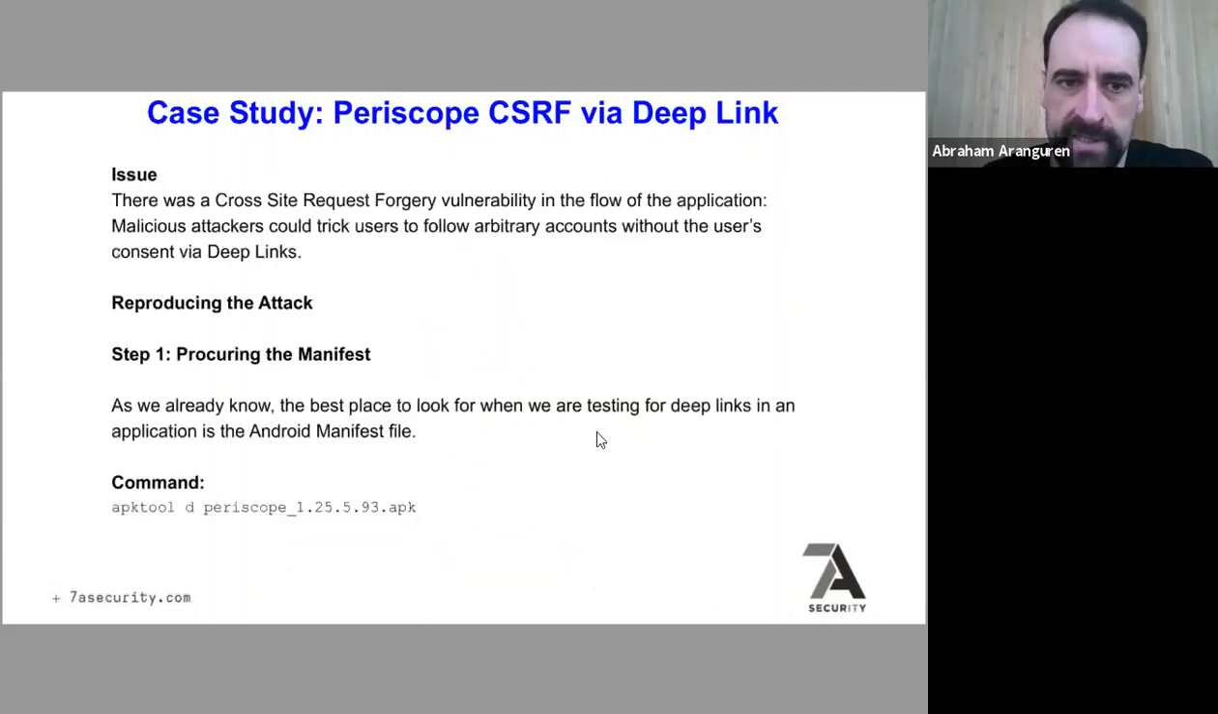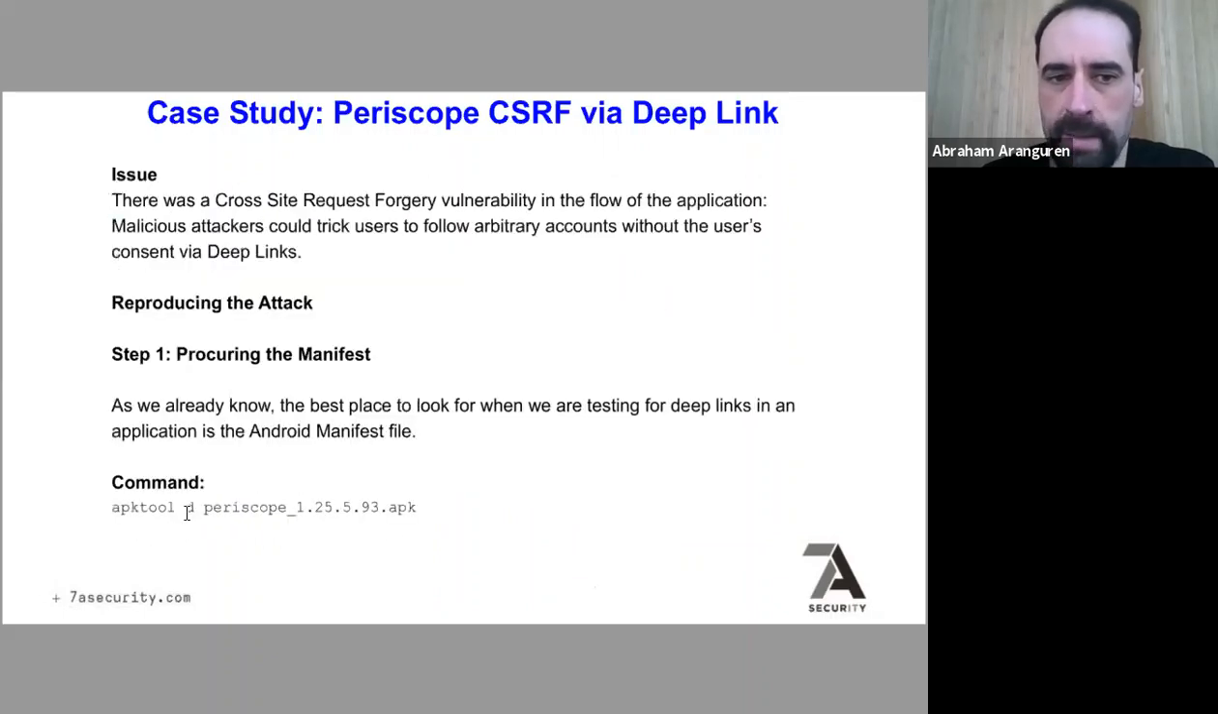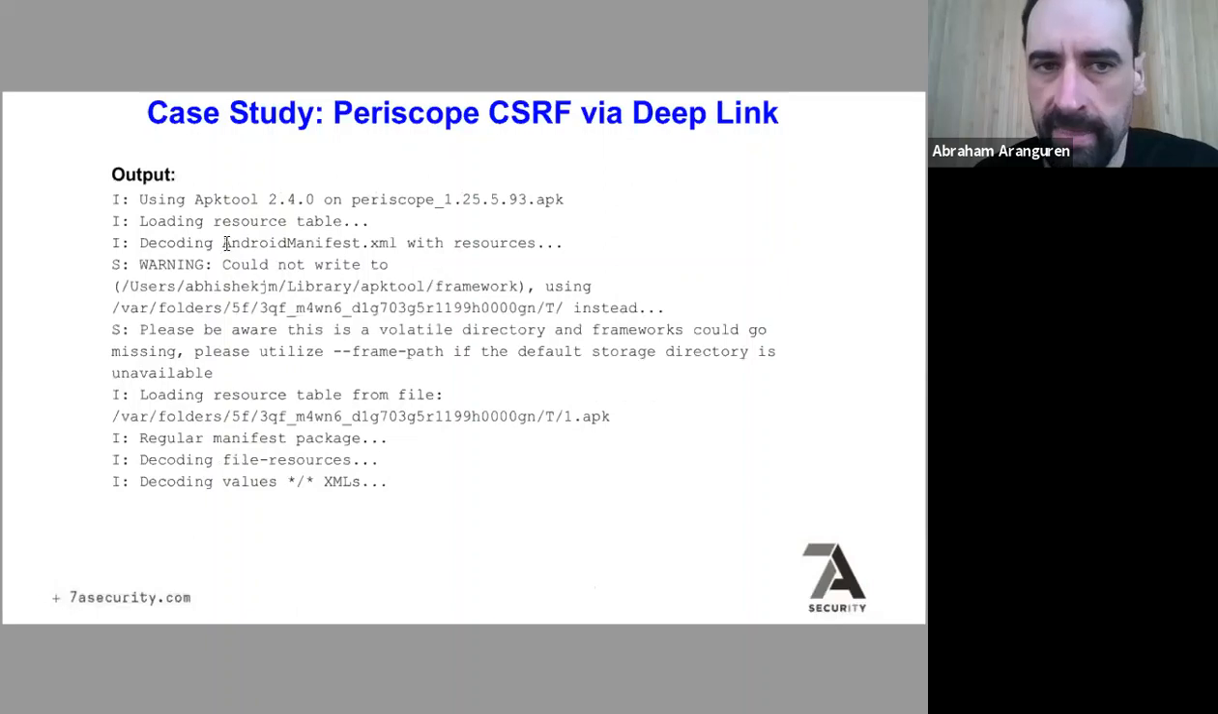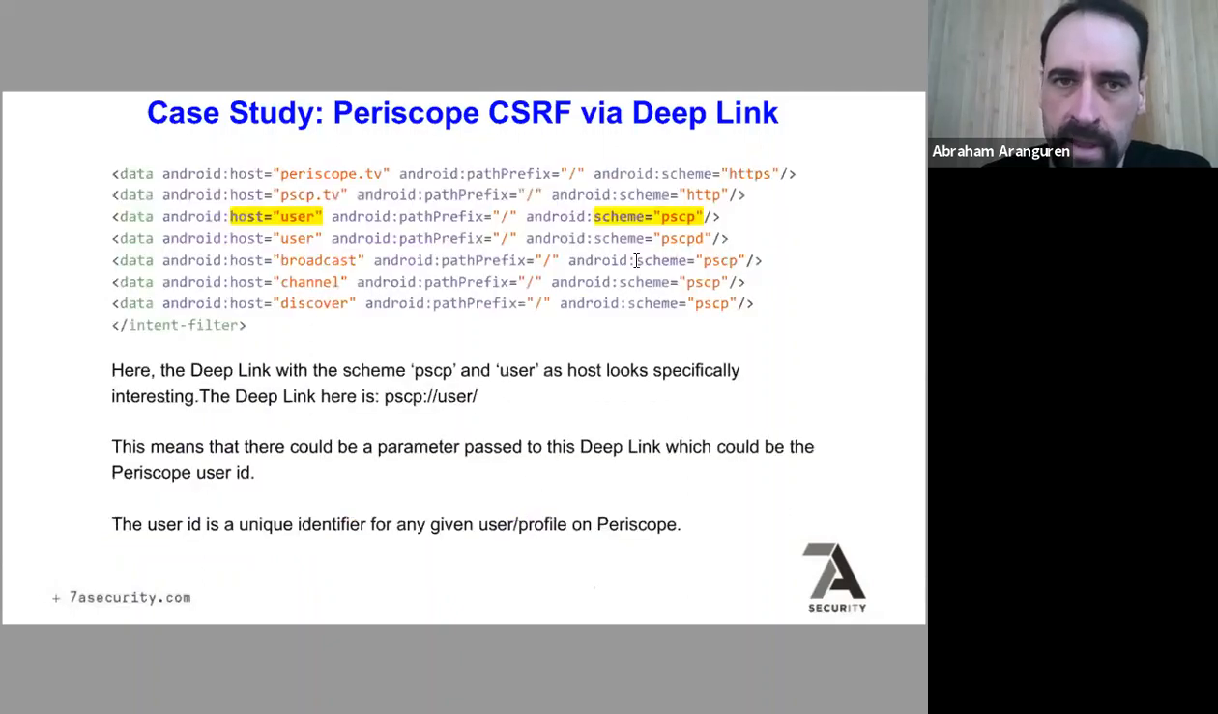And after that, we need to check the Android manifest, right? For that, you can use apktool, for example, d to decompile the APK, and then you will see some output like this. And then we can start looking at the Android manifest. Here, very interesting are going to be all the activities that are browsable, which means the activities that can be invoked directly from the browser, as well as which is the host, which is the scheme, and so on. In this case, we have a scheme of pscp that we will be using. So pscp://, and then the host is going to be the user.